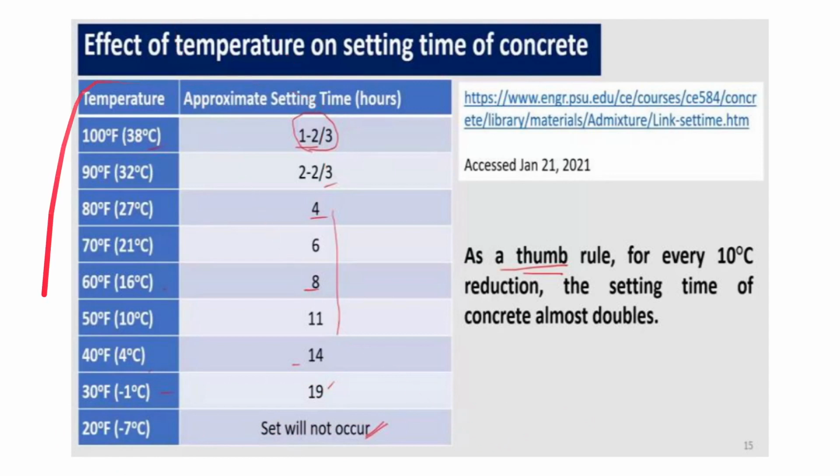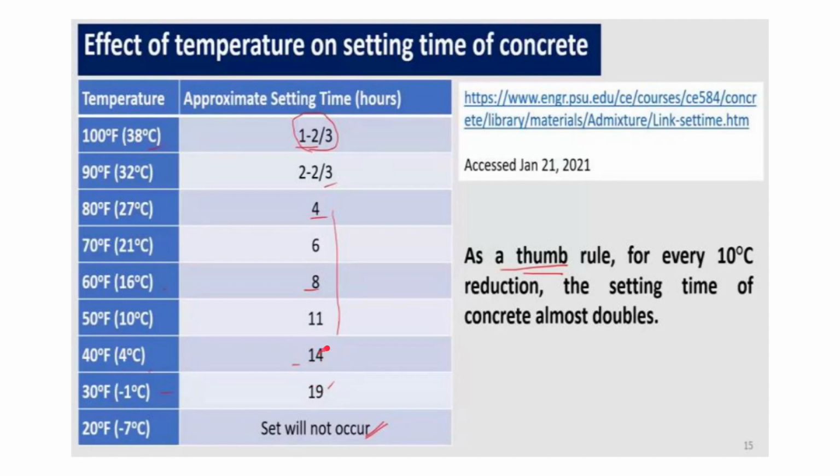By viewing this chart, you can also take it as a thumb rule that for every 10 degree centigrade reduction, the setting time of concrete will almost double. At 27 degrees it was 4 hours, but as soon as you decrease it by almost 10 degrees, say to 16 degrees, it got double, 4 to 8. Then similarly from 16 to around 6 degrees, it will again almost double, to about 14.